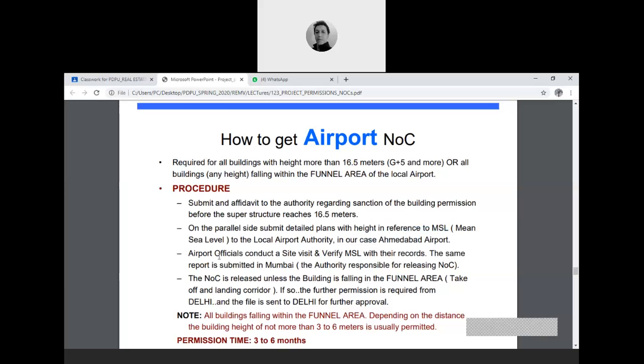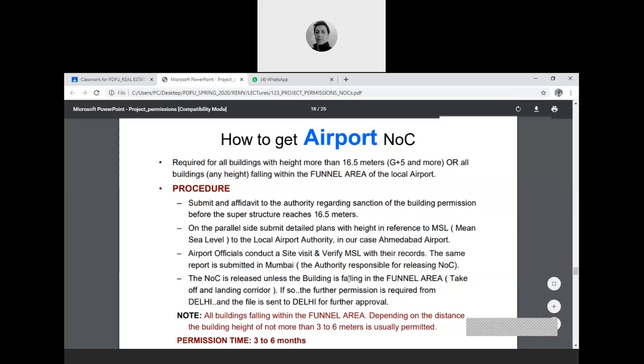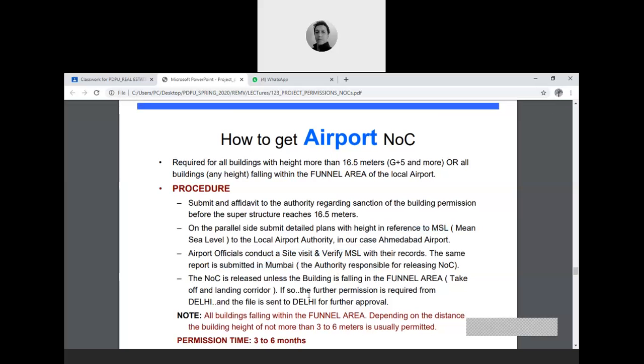So what will the airport officials do after you apply for the NOC? They'll visit your site. They'll conduct a site visit, verify the mean sea level, and make a report, and that report will go to Mumbai. That's the ultimate authority responsible for releasing the NOC. So the NOC will come from Mumbai, although you will be submitting it to the local airport. If you're in Ahmedabad, you submit your application for NOC at the Ahmedabad airport. You don't have to physically go to Mumbai.